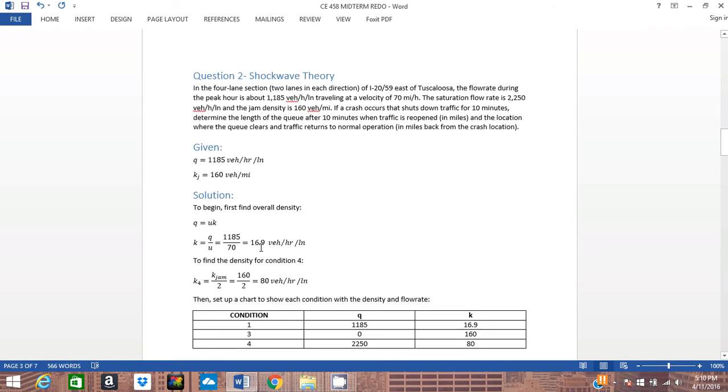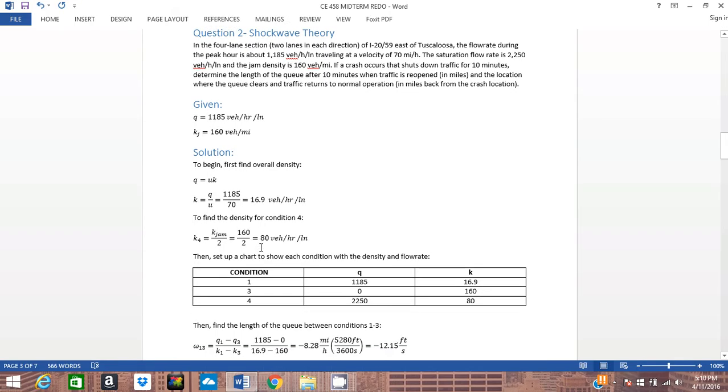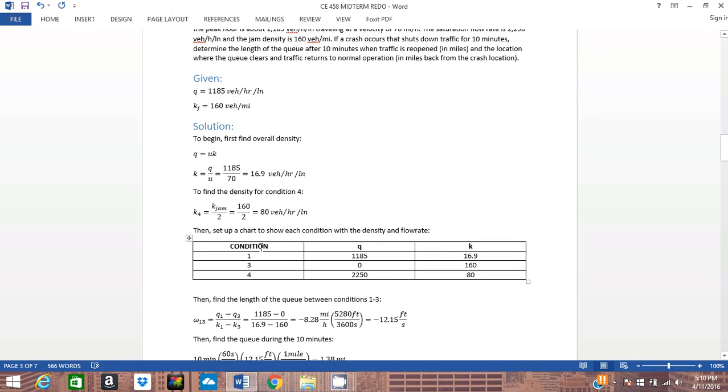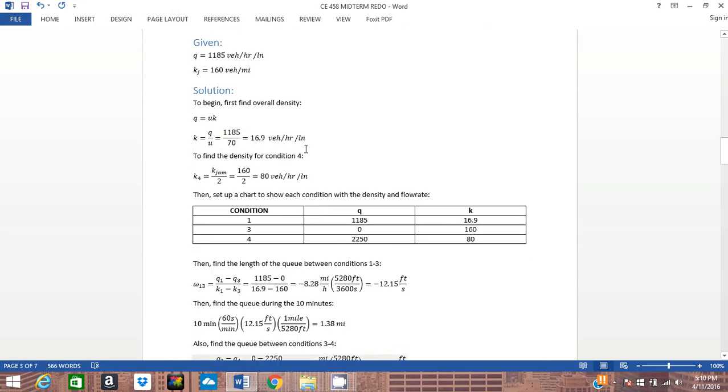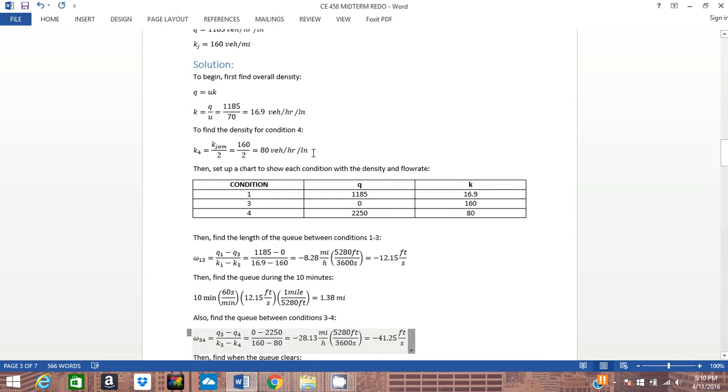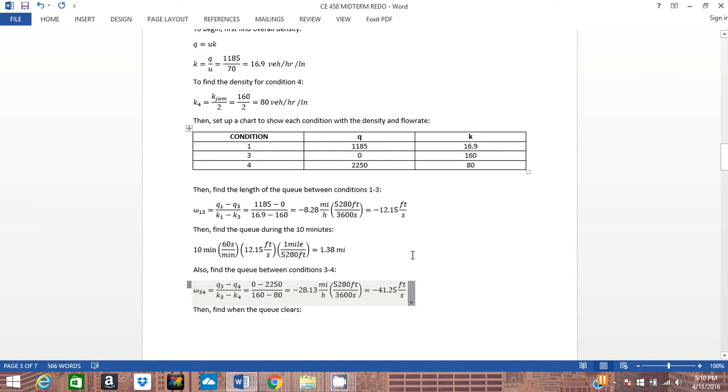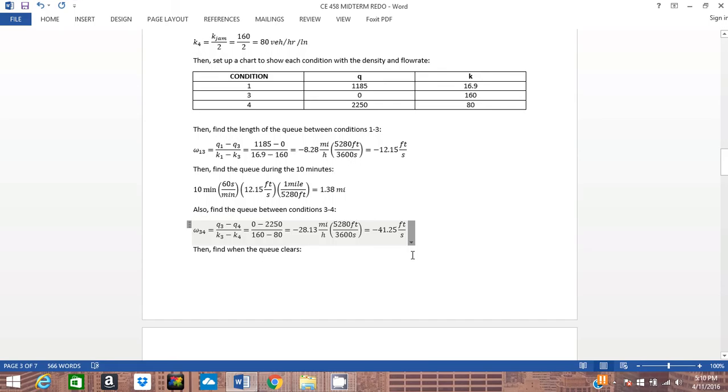Okay, then we want to move on to number 2, which was the shockwave theory. To find this one, you begin with finding the density with our given values, which is going to be 16.9. And then you want to find it again for condition 4. And you get to plug all these into this chart to make it easier to see. Then you're going to want to find the length of the queue between both the conditions 1 to 3 and the conditions 3 to 4.